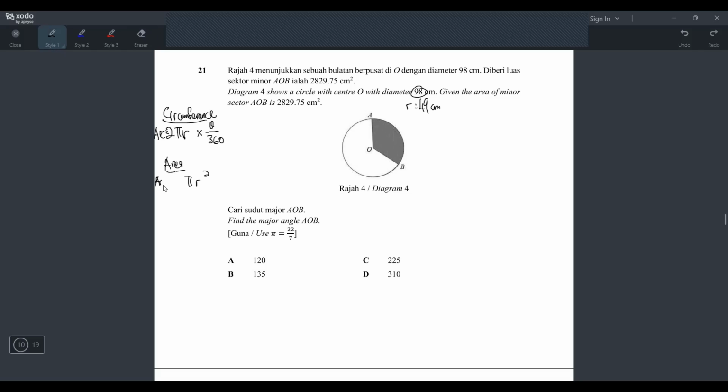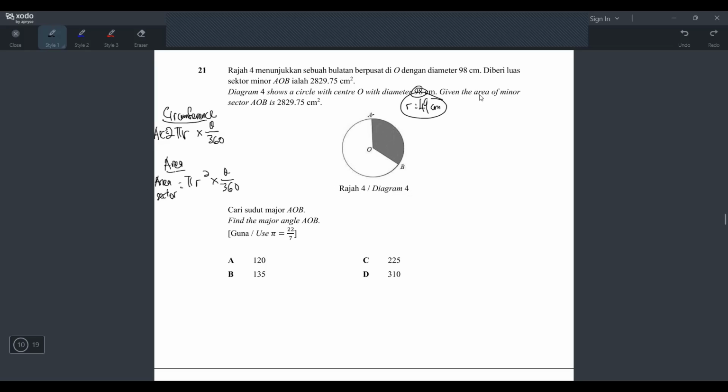But what if I want to find area of sector only? Sector means sebahagian daripada circle. It means I don't want to find the area of whole circle. I only, let's say, want to find this. It means sebahagian daripada circle. Then I will use the pi r square times angle over 360. So all the formulas use radius. That's why I find radius.